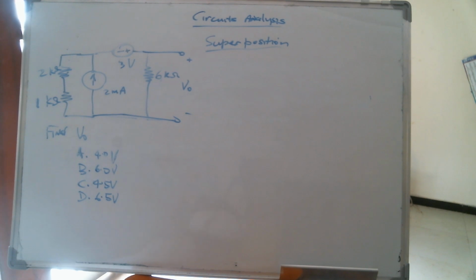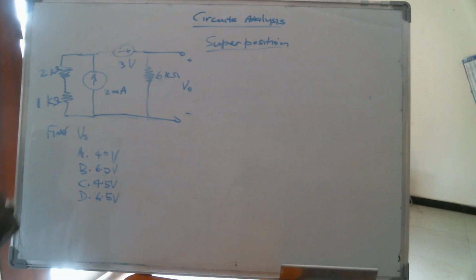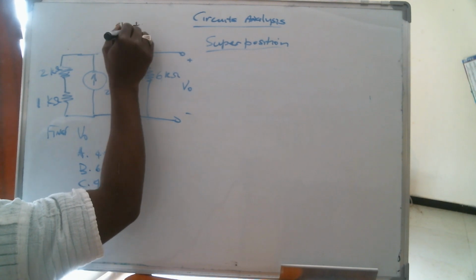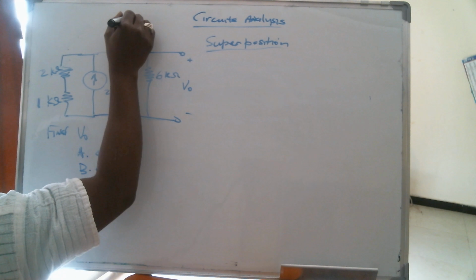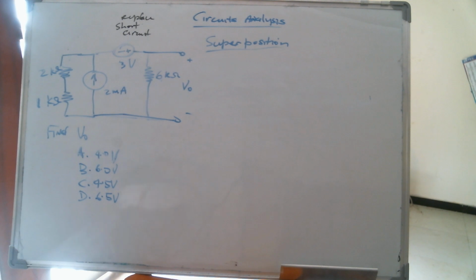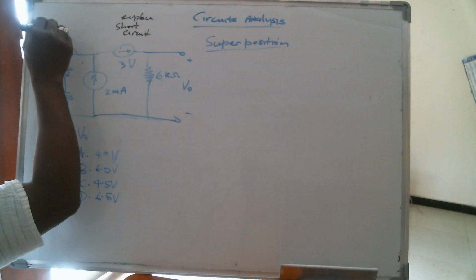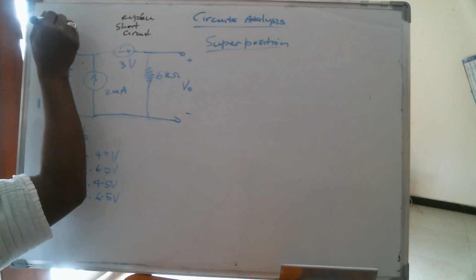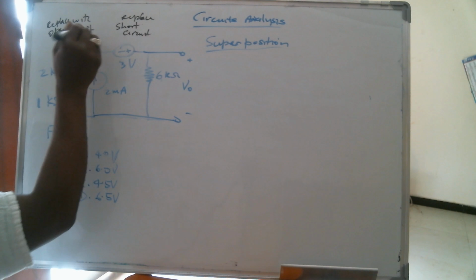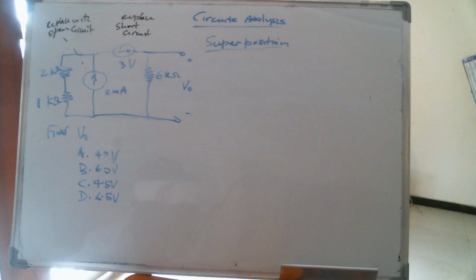Then to turn off a voltage source, you replace it with a short circuit. So remember, to turn off the voltage source, you replace it with a short circuit. To turn off a current source, you replace it with an open circuit. So you replace the current source with an open circuit.